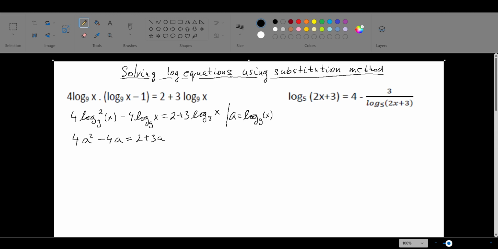Now we will rearrange our equation so that it really looks like a quadratic equation. So we will take away 3a and take away the number 2, because we want to get rid of the expression on the right side of our equation. If we do so, we will get the quadratic equation, which is going to be something like this.